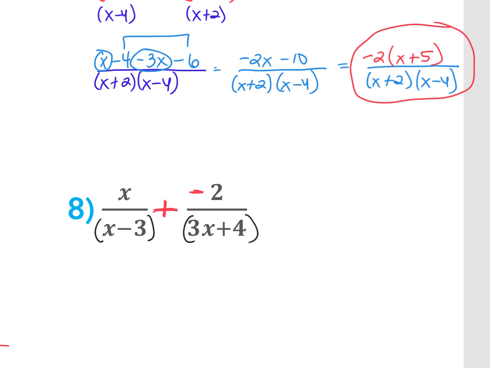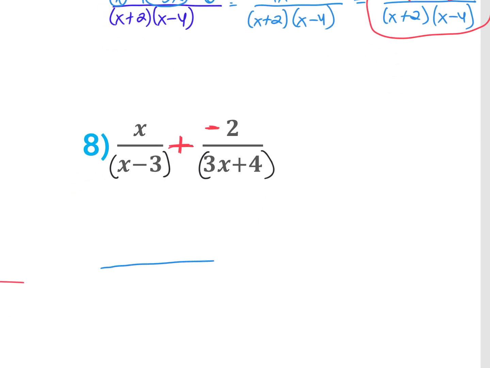So guys, again, 2 completely different denominators. So what do you do? You just multiply them, you write them together. And then you figure out what each fraction has and what it's missing. So my first fraction already has an x minus 3 in its denominator. What is it missing? The 3x plus 4. What you do to the bottom, you do to the top.